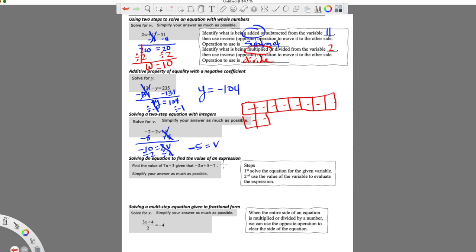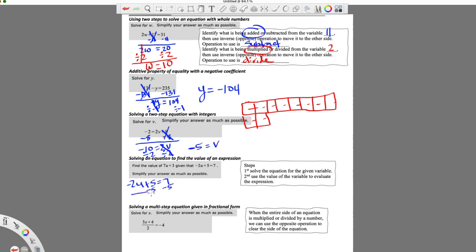All right, the next one's a little different because we're going to solve an equation to find the value of an expression. So we're going to do a couple of steps here. So first we're going to solve the equation for the variable. So here's our equation. And then we're going to use that solution to come over here and plug this in. So first let's solve our equation. So we're going to do the same thing. What's being added or subtracted on the same side as that variable? Well, 5 is being added, so I'm going to subtract.